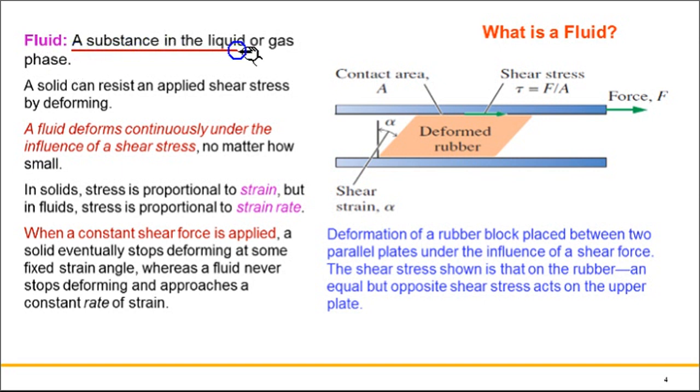Fluid is any substance in the liquid or gas phase which is capable of flowing. A solid can resist an applied shear stress by deforming, okay, by undergoing deformation, whereas the fluid deforms continuously under the influence of a shear stress, no matter how small the magnitude of the shear stress is.